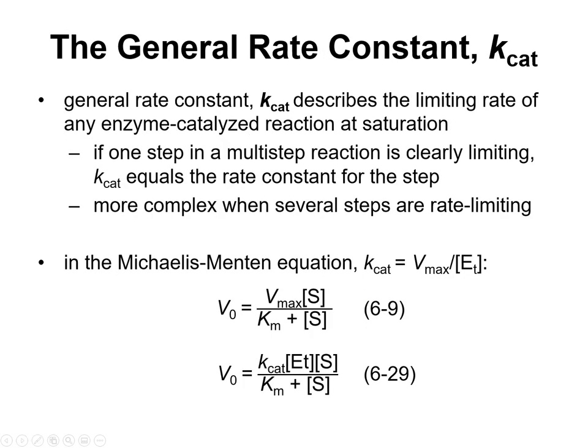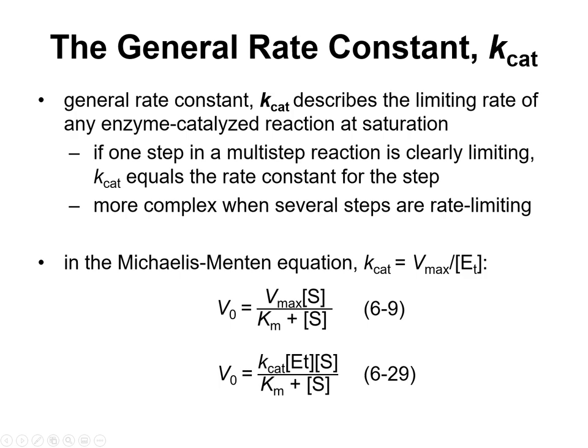So how do we look at Km and Vmax? How do we look at these things as apples to apples and have a fair comparison? Well, let's introduce Kcat, okay? It's a general rate constant that describes the limiting rate of any enzyme catalyzed reaction at saturation. So that means that the limiting step could be any step within this whole process, and we can call it Kcat. That's the understanding. So if one step in a multi-step reaction is clearly the limiting step, then Kcat is going to be the rate constant for that step.